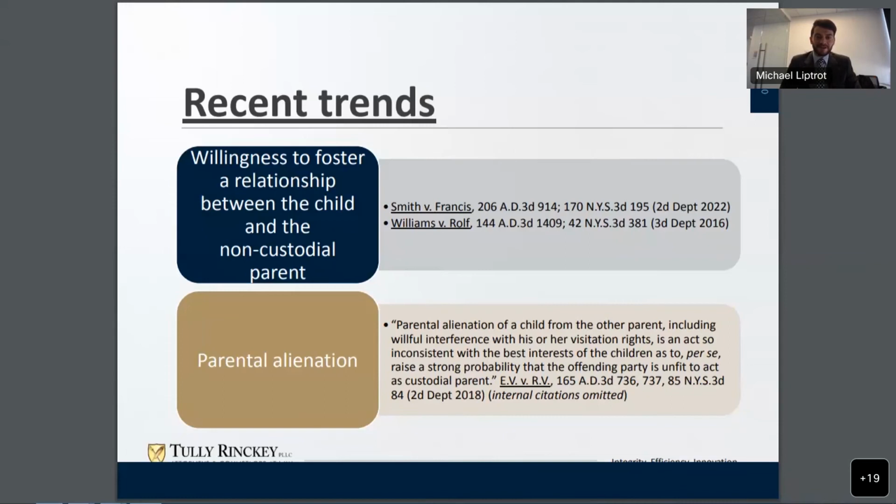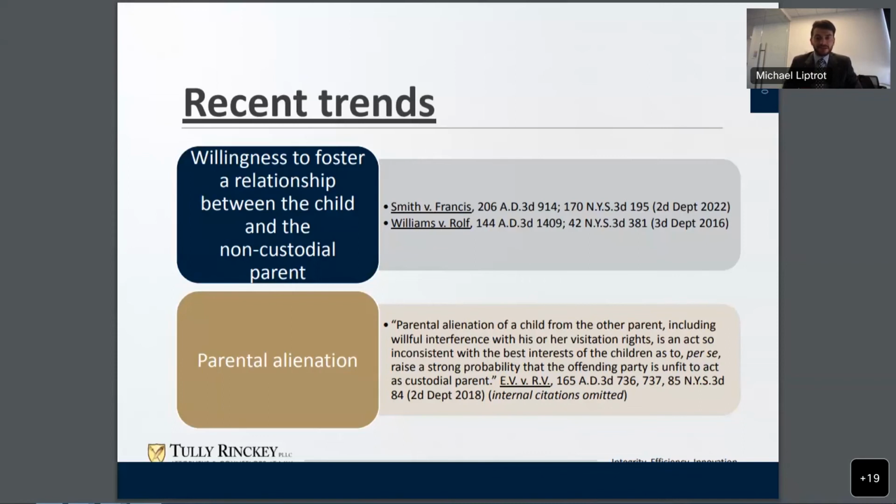But there, the appellate division just transferred custody based on the written record, and that is because this fact, willingness to foster a relationship, is so deeply important. And I put there Williams v. Rolfe, also a third department case, decided along similar lines in support of that fact. So yeah, the court, I think recently, they're looking to this.